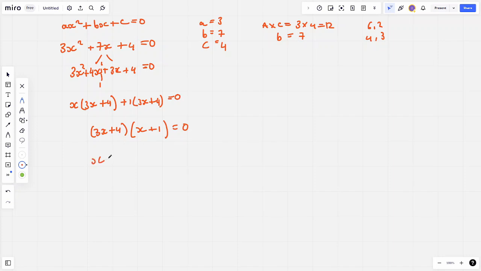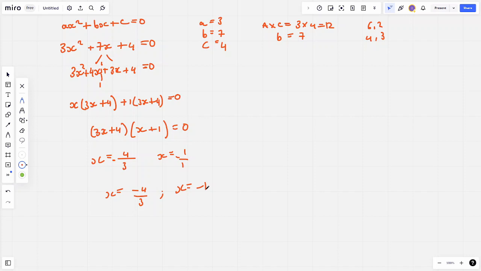So what are our roots? x equals, we take the sign here, take the number here, which is the positive 4, and divide it by whatever is the coefficient before x. So in this case, we've got 3. But remember, this sign in the middle is a positive, so this must be a negative. And then the other root, x equals 1 divided by 1, and it's a negative. We'll just clean it up. x equals negative 4 over 3, and your second root equals negative 1. So hopefully that made sense.